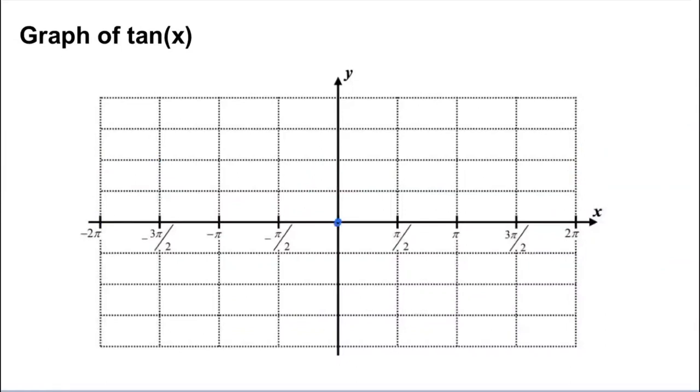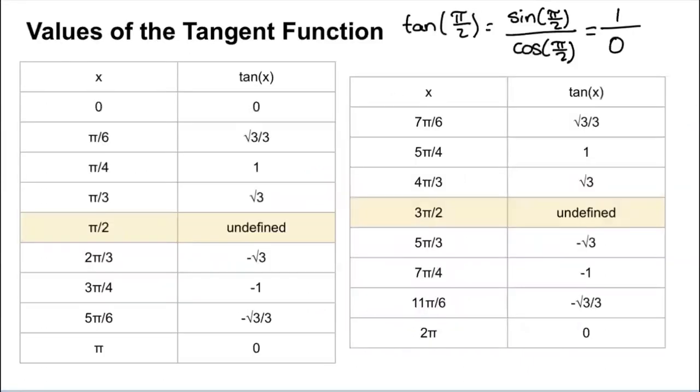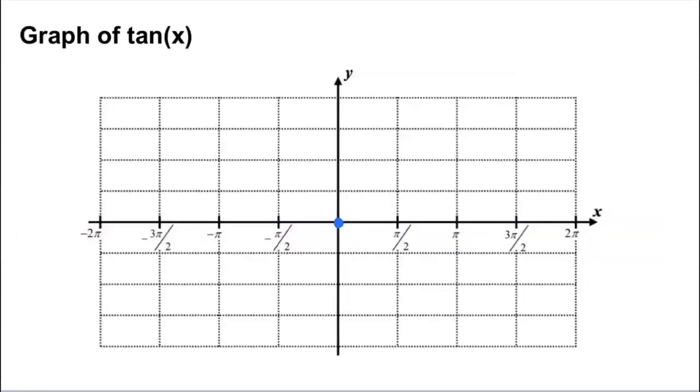Tangent of 0 is 0. Let's go back to this graph. I do not have my tangent graph memorized as I do sine and cosine, as it is much harder to memorize tangent, so I do apologize for going back and forth. So at pi over 2, it is undefined.